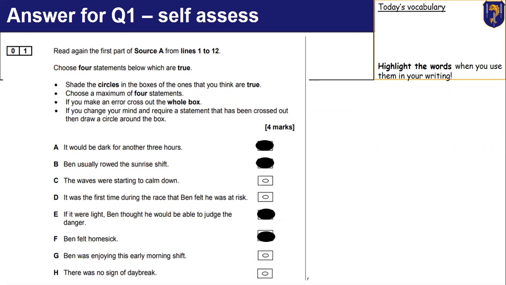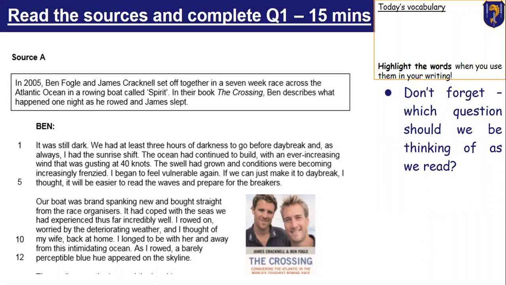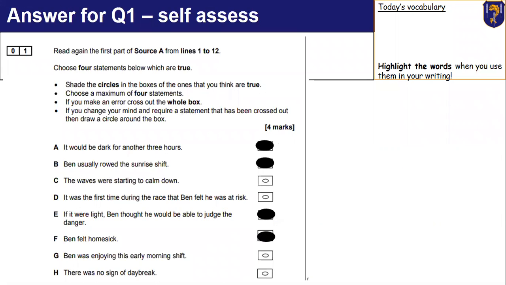Okay, if it were night, Ben thought he would be able to judge the danger. So here, if we could just make it to daybreak, I thought it would be easier to read the waves and prepare for the breakers. That's on lines 4 and 5. So to me, that's true. Ben felt homesick. We know that is true.